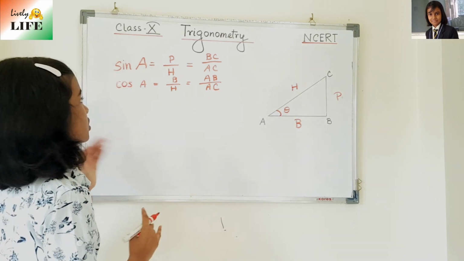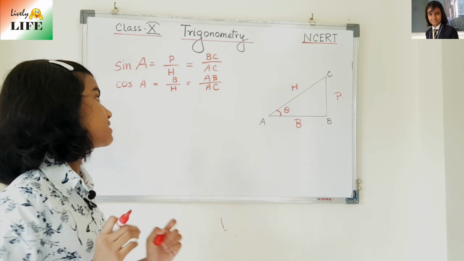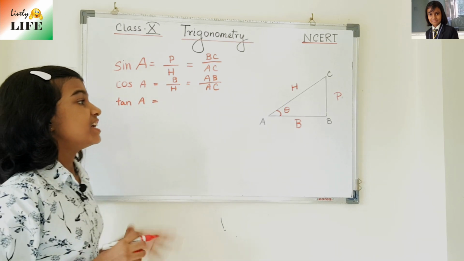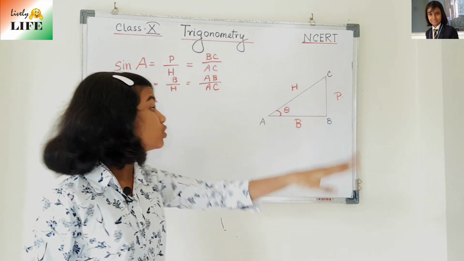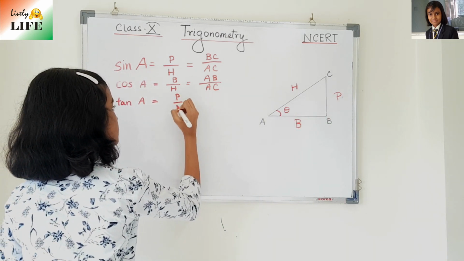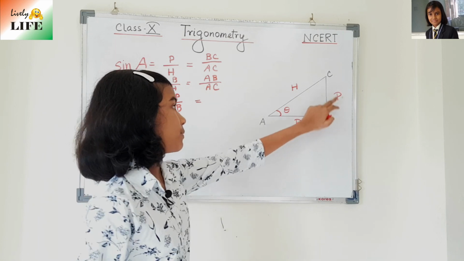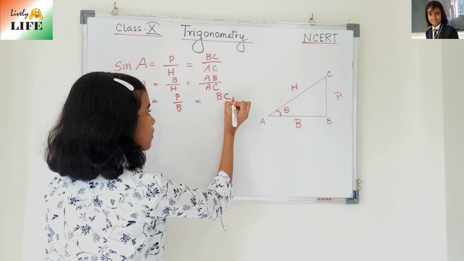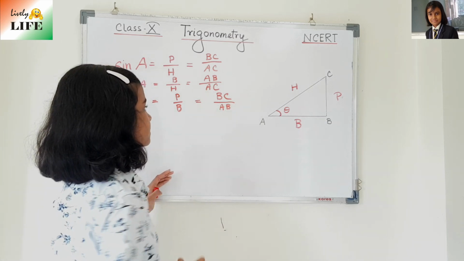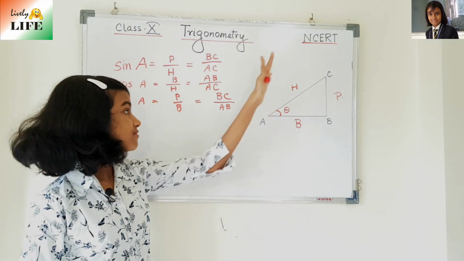Now let's move to the next one. The next one is tan, T-A-N. What is tan A? Tan A is the ratio of the perpendicular to the base, P by B. Perpendicular is BC and the base is AB, right? So these are the first three trigonometric ratios. You have to learn all of them.